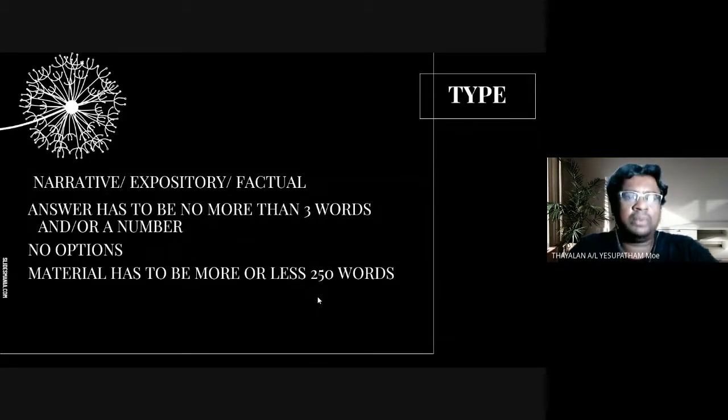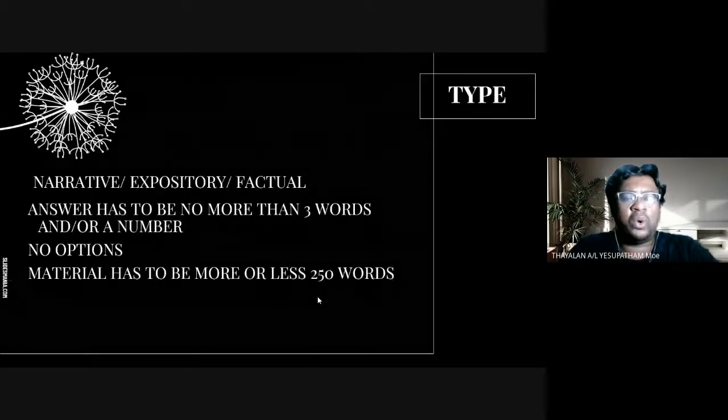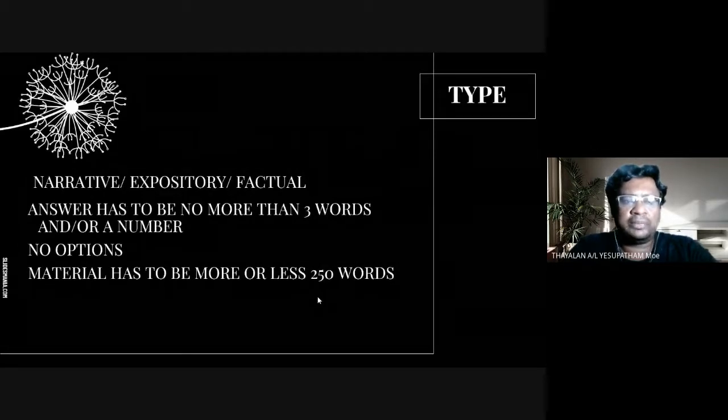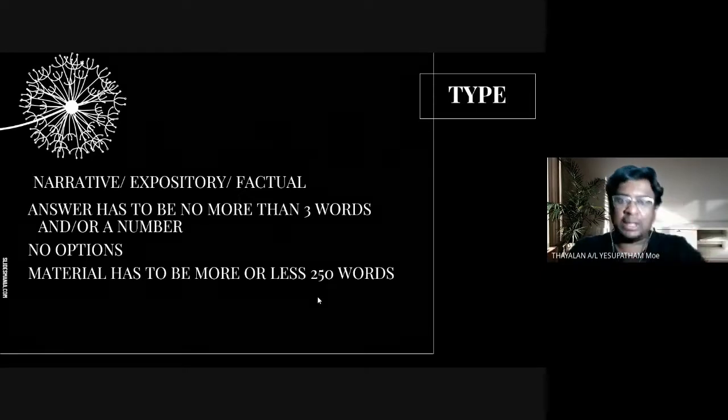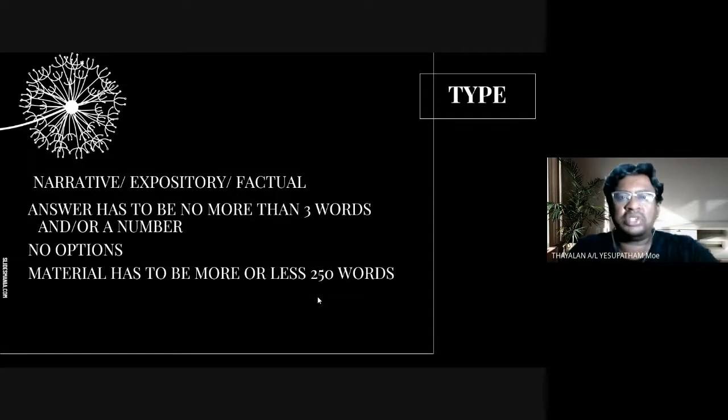Okay. Now, so your answer has to be no more than 3 words. Now, no options are given. You do not have options A, B, and C, or whatever not. So no options are given. The material has to be more or less 250 words. So the material that is used to test this particular part is around 250 words. So you have a text of 250 words to read to answer the question.